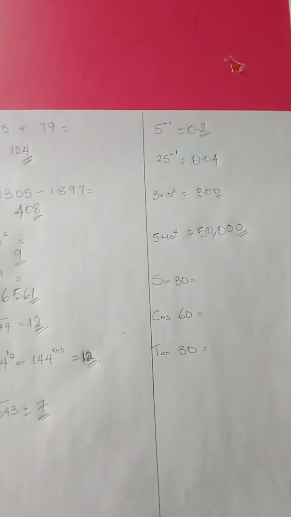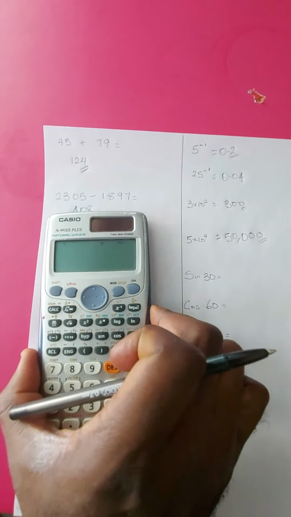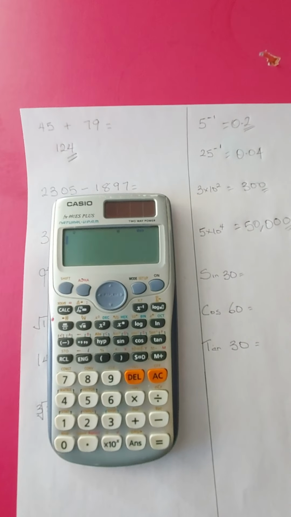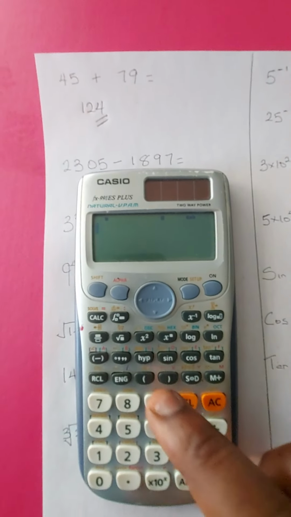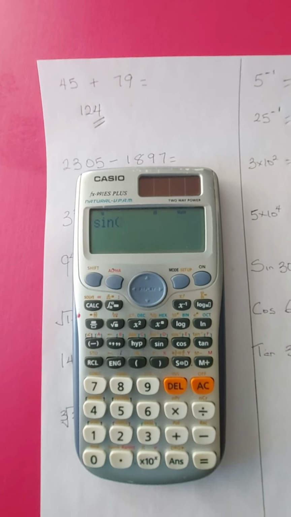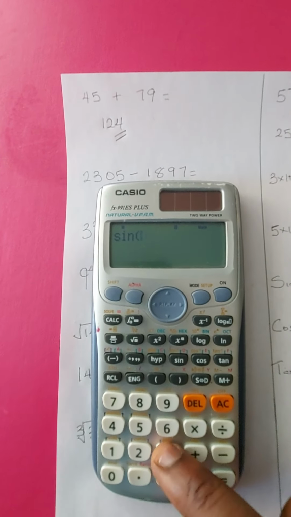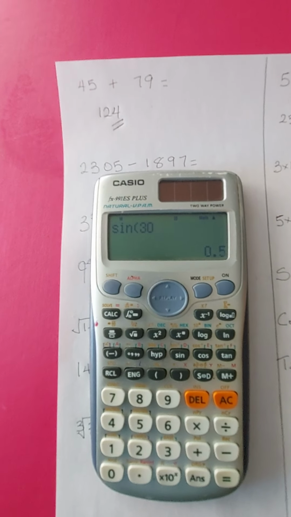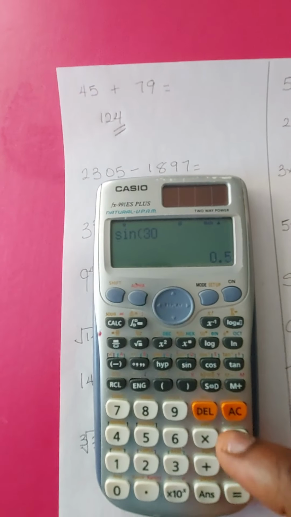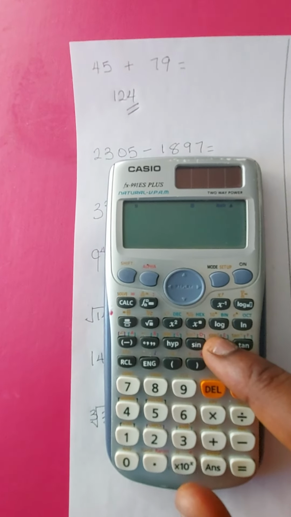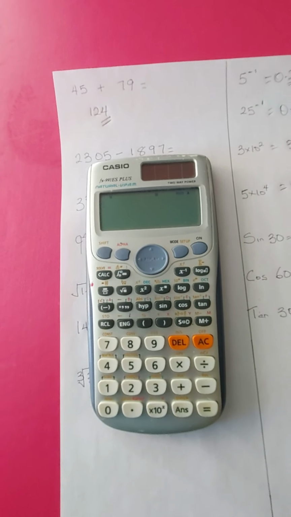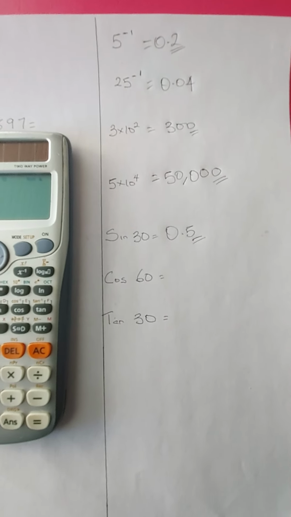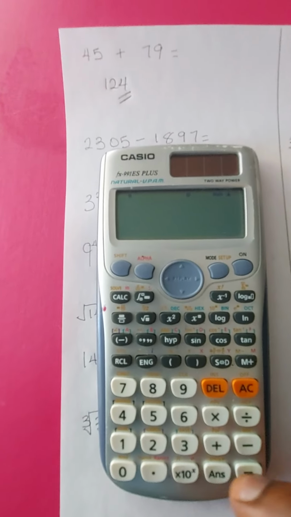For the trigonometric functions, you want to find what sine 30 would equate to, what cosine 60, and what tan 30 will equate to. Just simply press the operator and put the angle, and sine 30 is 0.5. Cos 60 is cosine 60. And tan 30 is the tangent of 30 degrees. You're finding the tangent of an angle of 30 degrees.